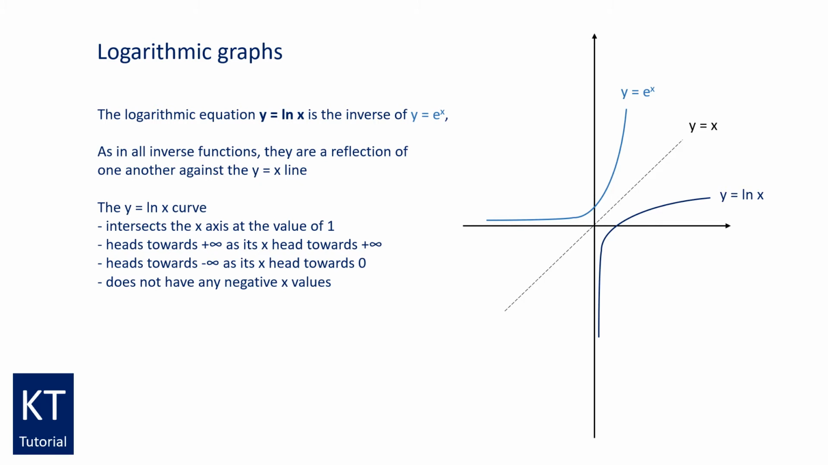And this log curve intersects the x-axis at the value of 1. It heads towards positive infinity as its x heads towards positive infinity. It heads towards negative infinity as its x heads towards 0. And it does not have any negative x values.